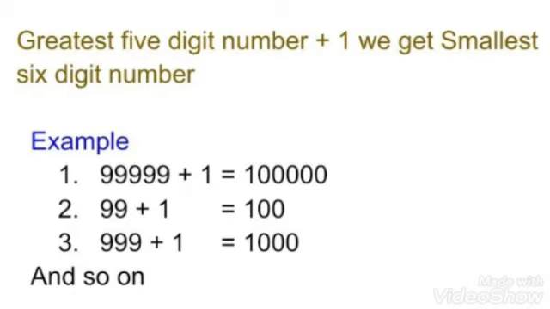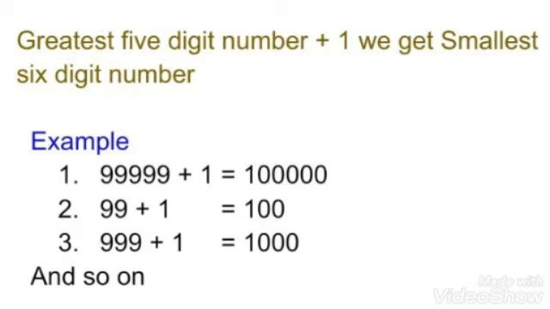Okay, here the greatest 5 digit number plus 1 gives the smallest 6 digit number. Here you see, the first example I have taken is the greatest 5 digit number, 99,999. Plus 1, we will get how much?